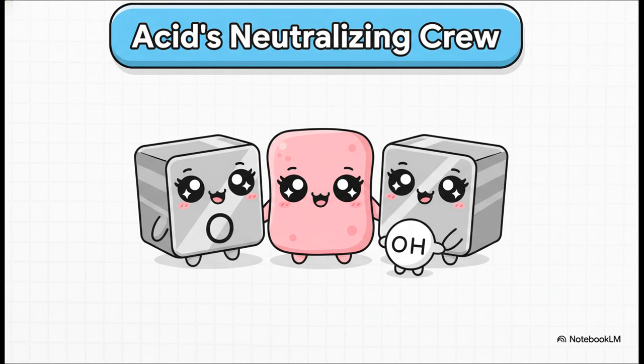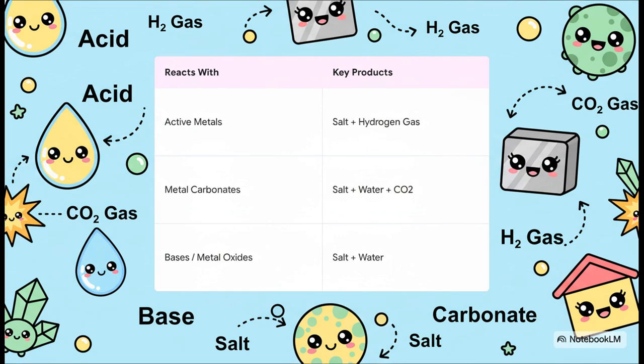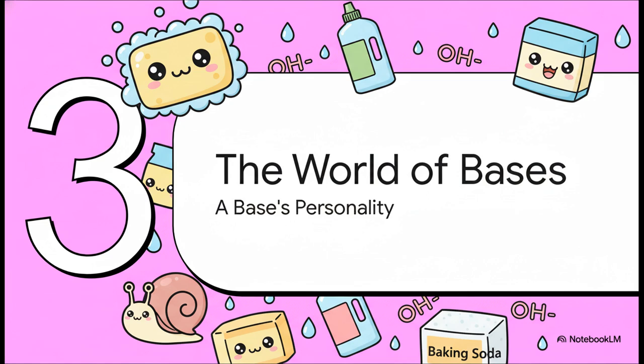So, let's sum up the acid's personality file. It reliably reacts with metals to make hydrogen gas, it hits carbonates to create carbon dioxide, and it goes after all kinds of bases to produce simple salt and water. Pretty consistent character, right? All right, time to switch our focus to the other key player in this story. Let's build a profile for the base and see how its unique set of interactions defines its chemical character.